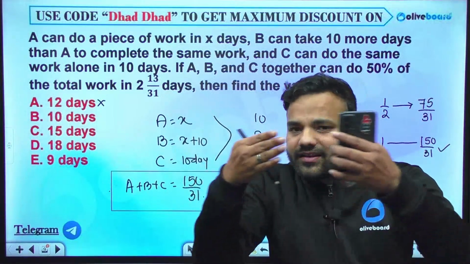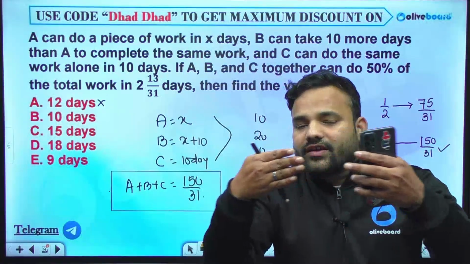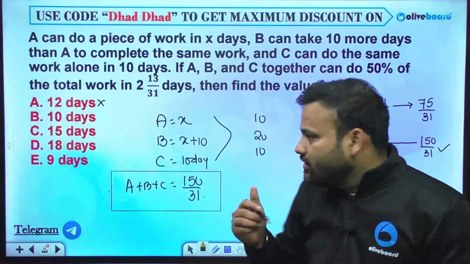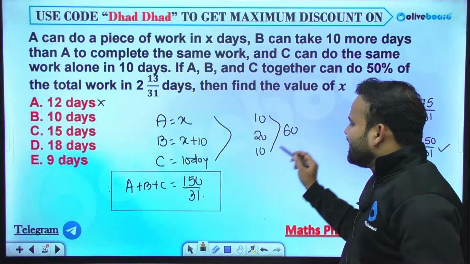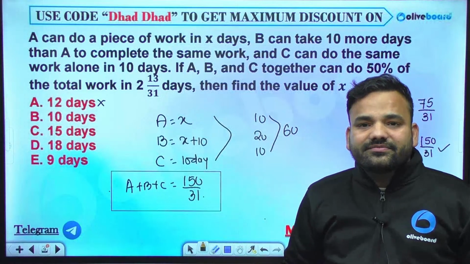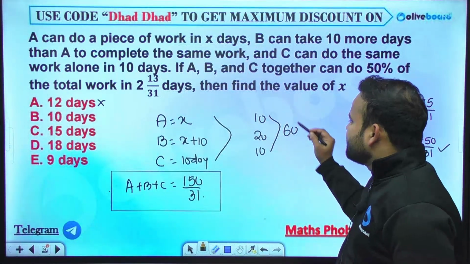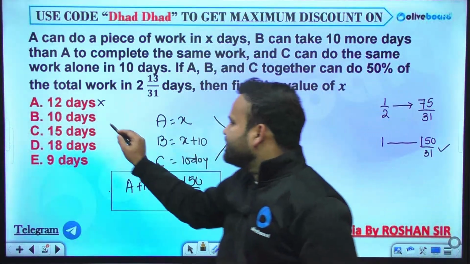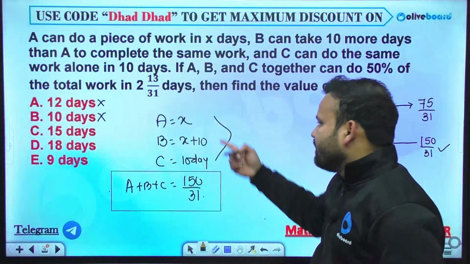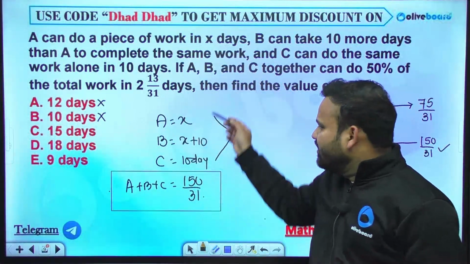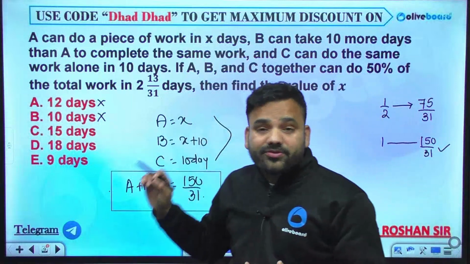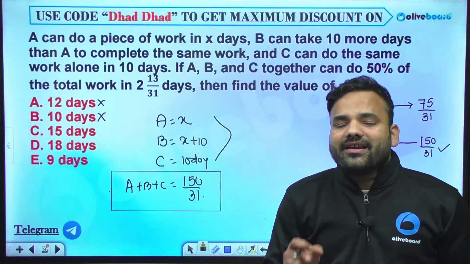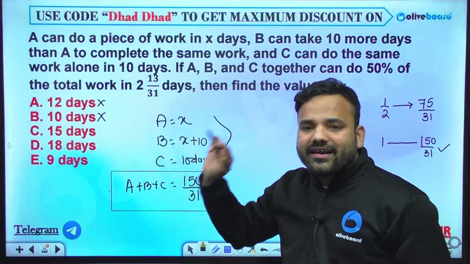Sir, what has to be the work? The work should be a multiple of days, right? So if I'm taking 10, 20 and 10, the entire work will be 60, but here the entire work is more than 60. Even the efficiencies will be less, so it won't be the answer. 15 can be there, yeah. 15, 25 and 10 gives a multiple of 150. It is a very strong option. If I don't have time in the examination hall, I will directly take this, right?